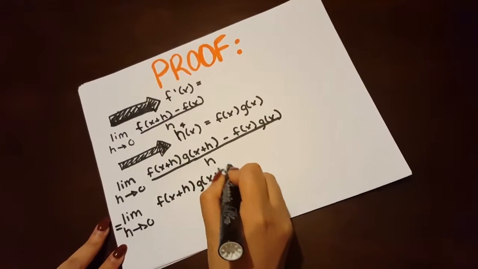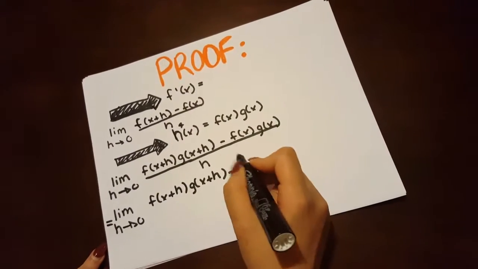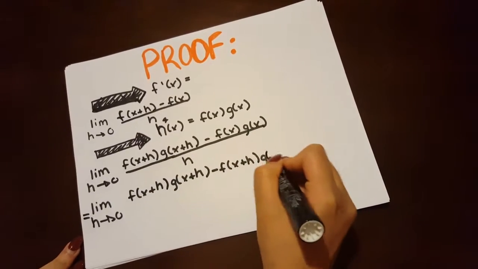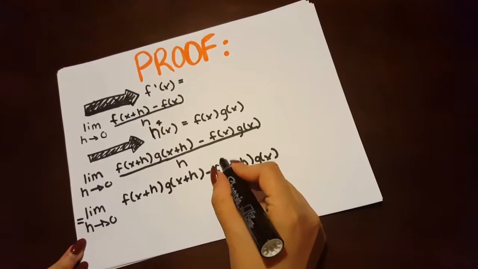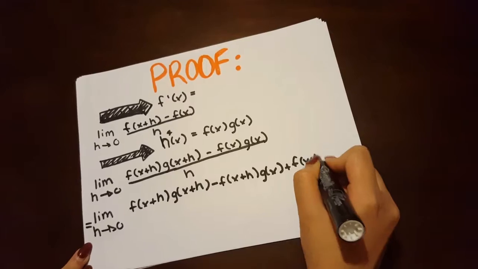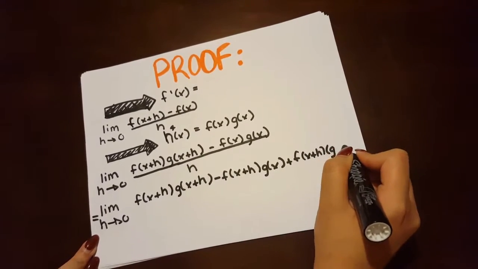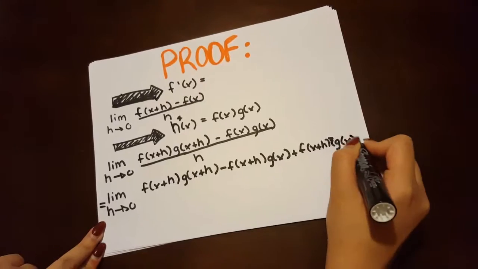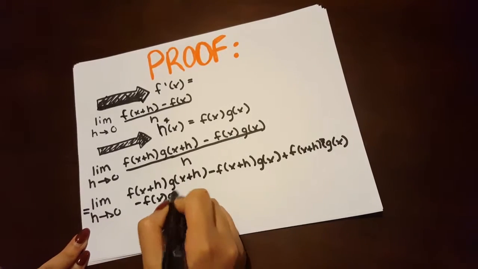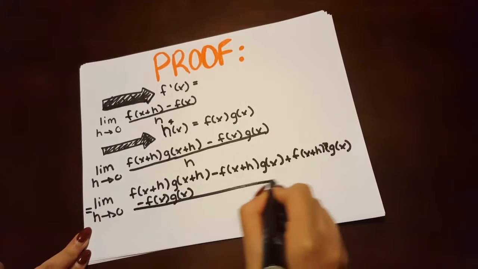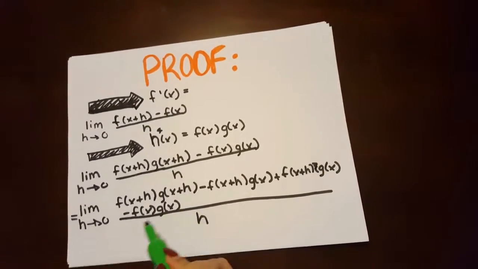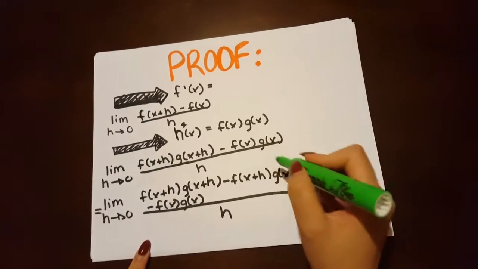It's not going to change anything because I'm just adding and subtracting it, but it's just going to help us arrive at the proof. So I'm going to be adding minus f(x plus h) times g at x plus f(x plus h) times g at x, and then the rest of the function, which is minus f at x times g at x, and all of this over h. Okay, so the next step is to factor these separate parts.